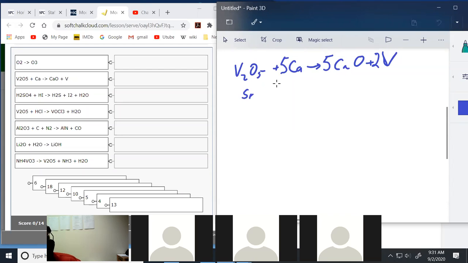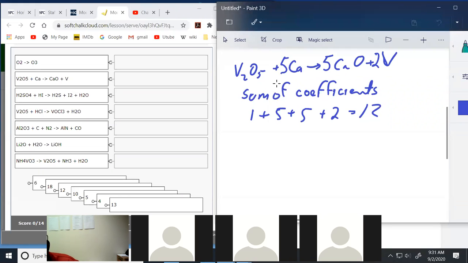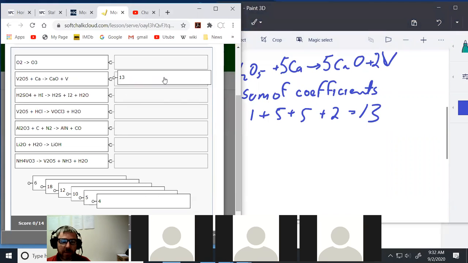Now, the way that I usually test balancing is by using this sum of coefficients. We usually don't put a 1 out the front if there is a 1, but we know it's there. And the sum of coefficients for this one will be 1 plus 5 plus 5 plus 2, which is 13. So that would be the answer for that one, 13. So you just go ahead and match these up like that, and it will give you the right response.